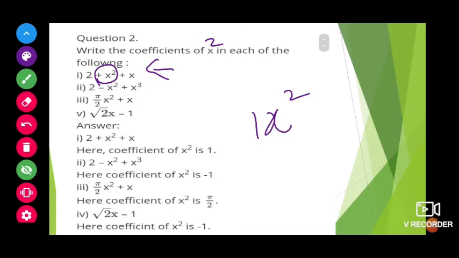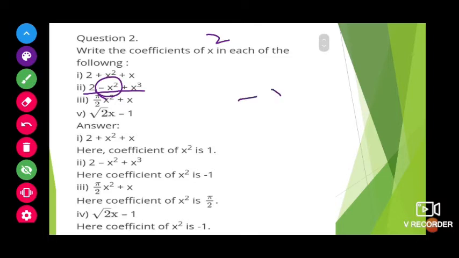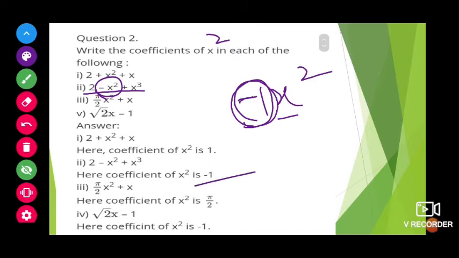Then the second expression, if we take 2 minus x square plus x cube. We want only the x square term. So take the x square term, that is minus x square. So x square, here minus is there, no constant is there. So I will take just 1. 1 into x square, again x square only. So what is the remaining thing? Minus 1. So what is the coefficient of x square here? Minus 1.